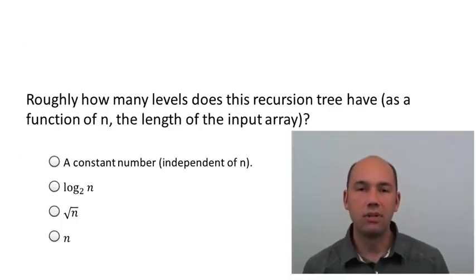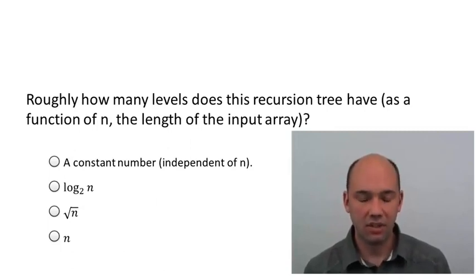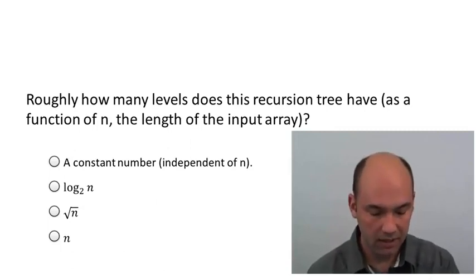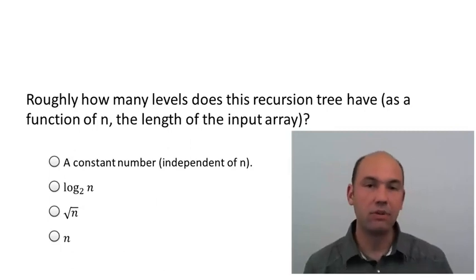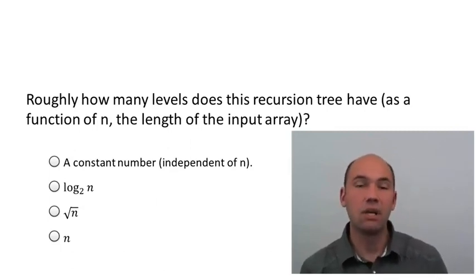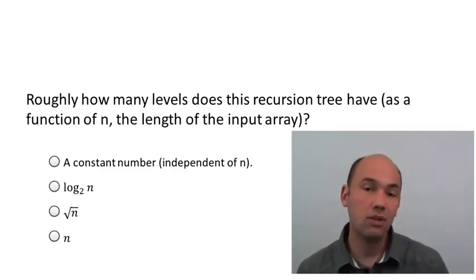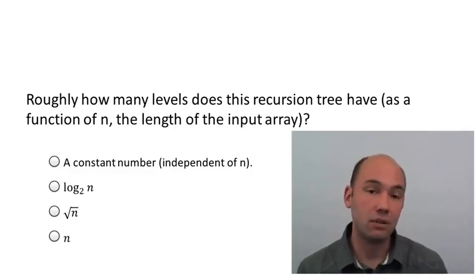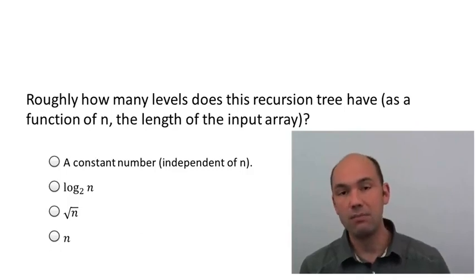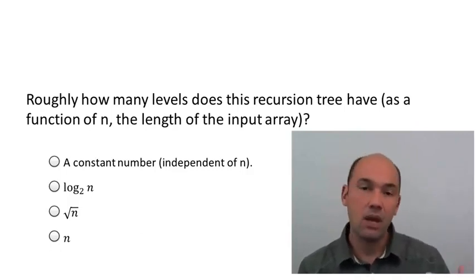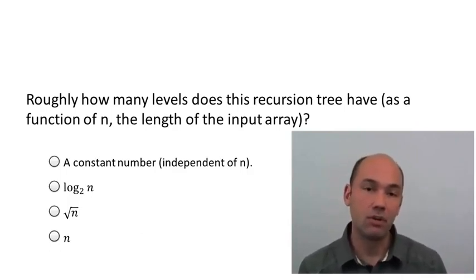Okay, so hopefully you correctly guessed that the answer is the second one. Namely, the number of levels of the recursion tree is essentially logarithmic in the size of the input array. The reason is basically that the input size is being decreased by a factor of 2 with each level of the recursion. If you have an input size of n at the outer level, then each of the first set of recursive calls operates on an array of size n over 2. At level 2, each array has size n over 4, and so on.